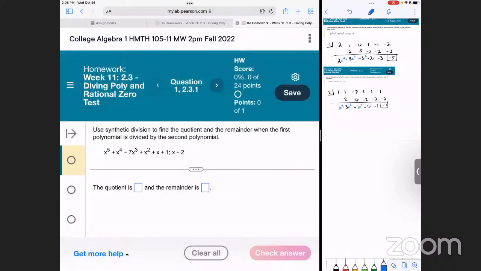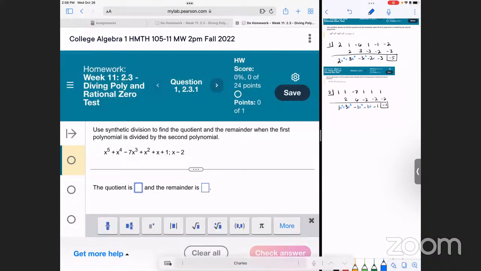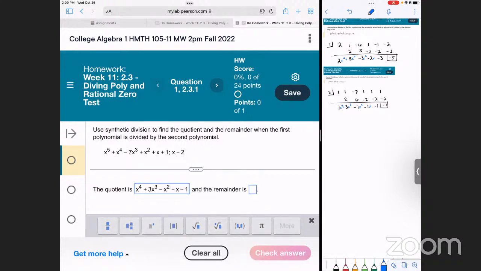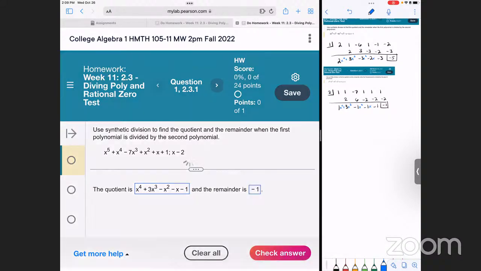So the quotient that we get is x to the power of 4 plus 3x cubed minus x squared minus x minus 1, and the remainder is -1. Okay, let's see how to do.